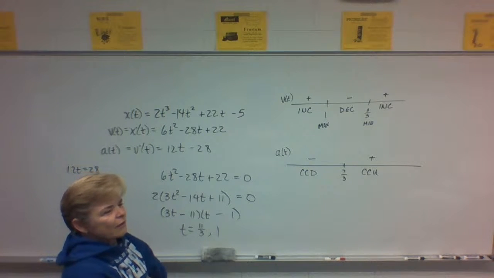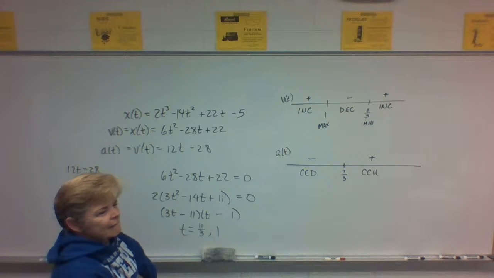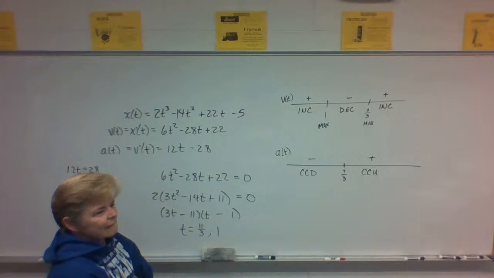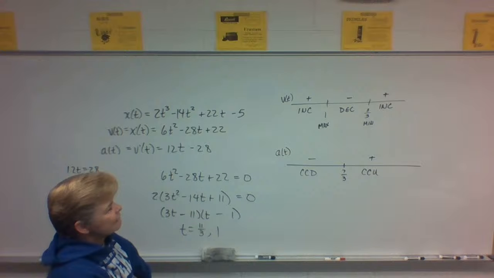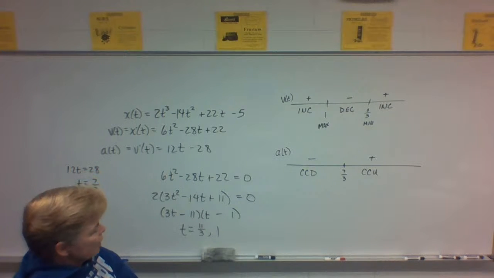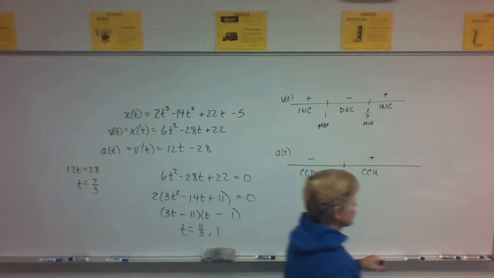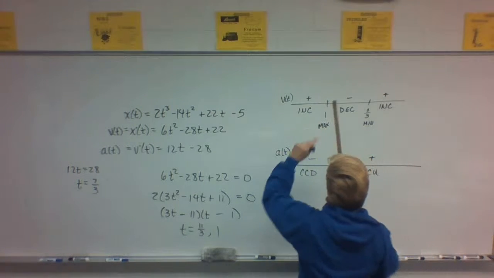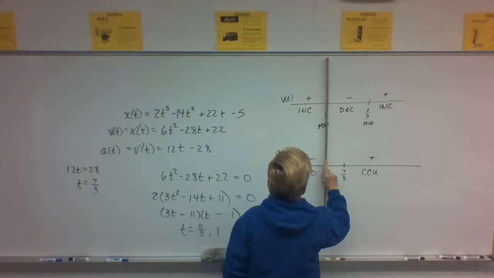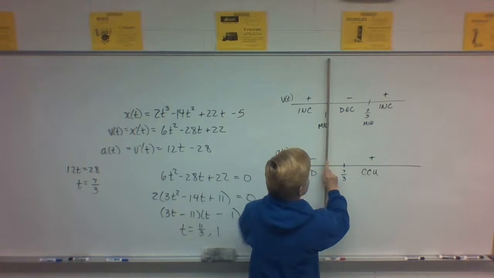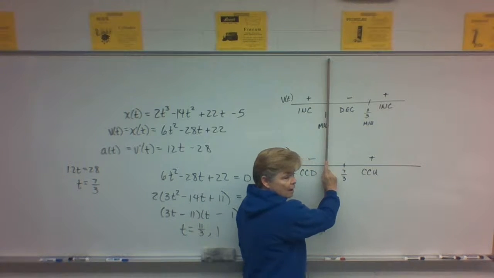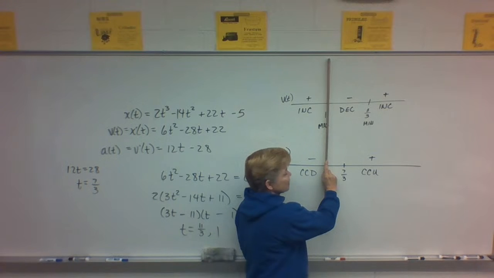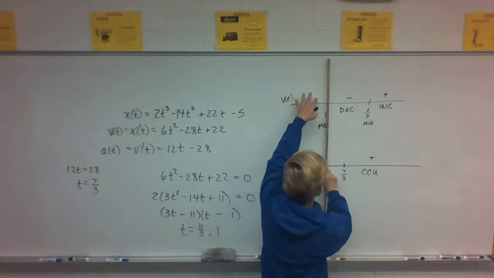Where does it start slowing down? At 7/3. Okay, here's the question. What is the particle doing from here to here? So it's going to the right, but it's slowing down because it's going to have to change directions at 1. So it's moving right, but slowing down in this region right here.